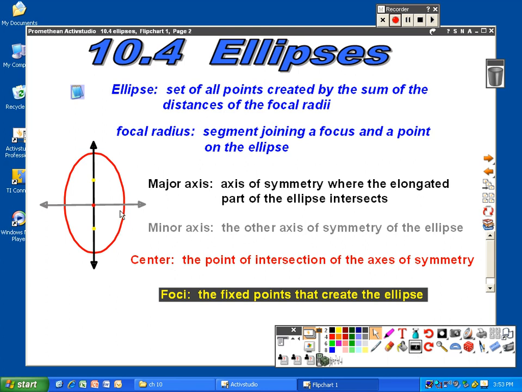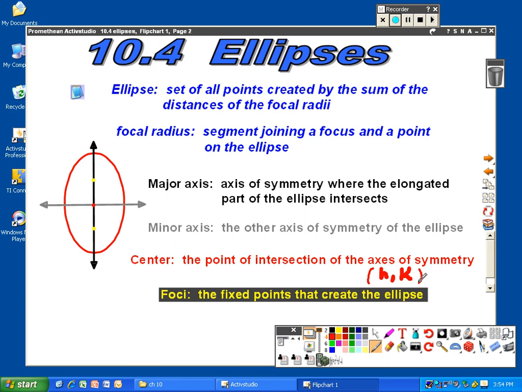Here, I have made my ellipse red. These two yellow points would be my foci. They are the fixed points that create the actual ellipse. The red point in the middle, so to speak, is the center. That would be my (h, k) when I get to my equations.